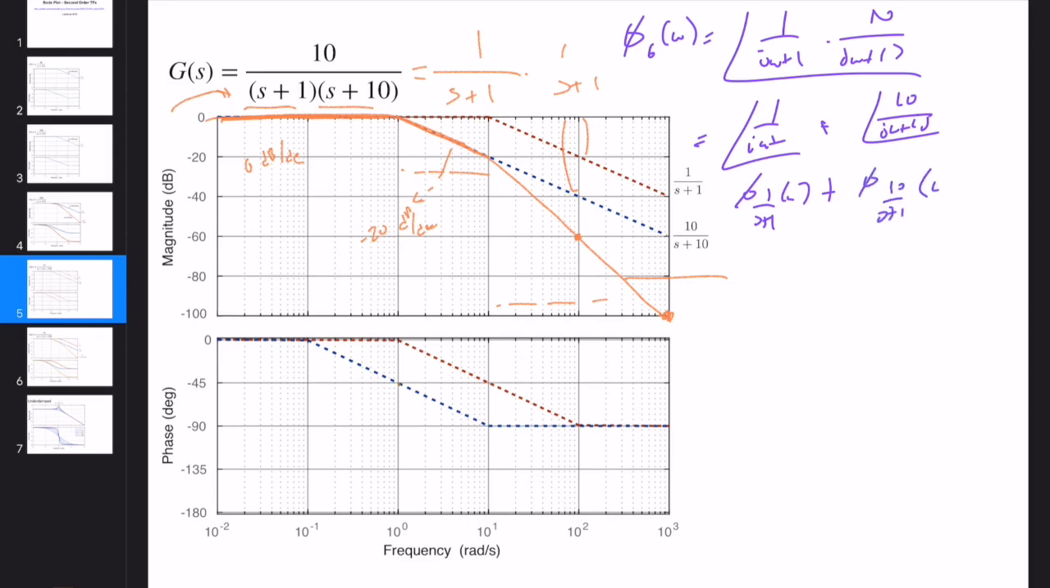So I do the same thing for the phase. I just look at the responses of both systems. This belongs to 1 over s plus 1, and the second one belongs to 10 over s plus 10. I just add the phase response of each transfer function to obtain the total phase response of g. So let's look at this part. 0 plus 0 is equal to 0, which is good. In this region, this is still 0, so I need to follow the second transfer function. In this region, I see a response in both cases. If I just add them, I will simply obtain this.